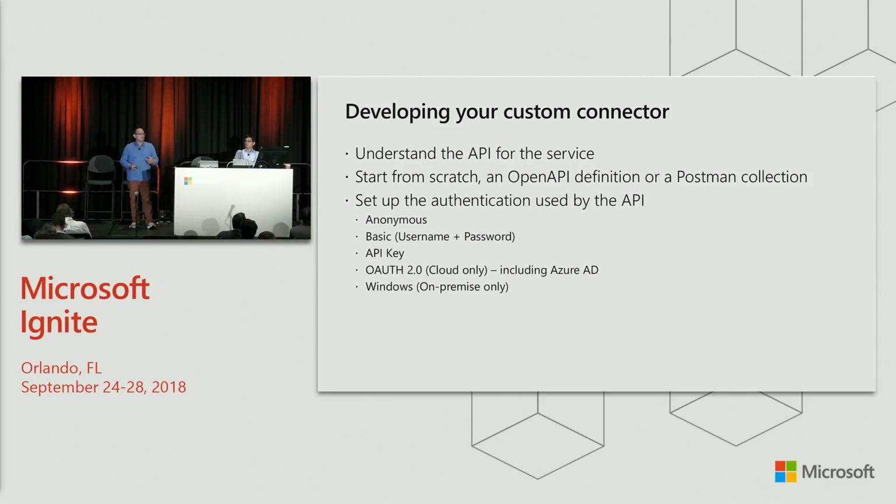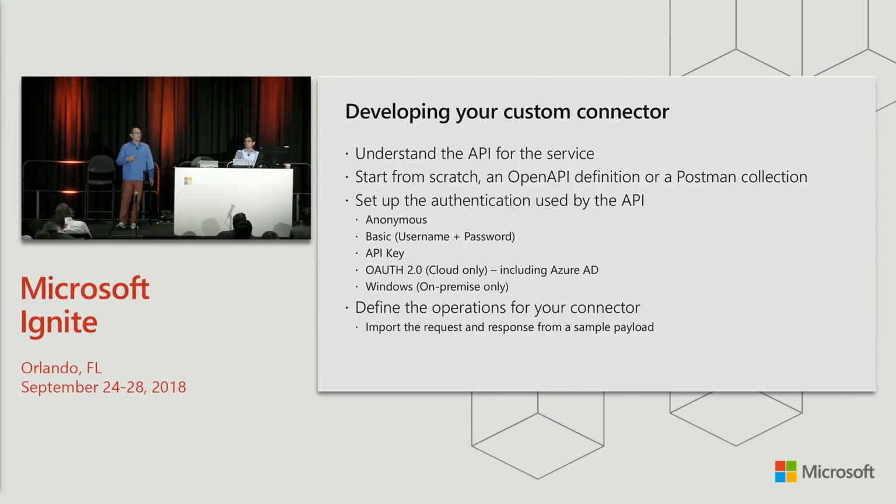And then you set up the authentication. We support different authentication schemes. Your API could be open, like Wikipedia, for instance. There are a lot of open APIs. It could take basic username and password, or an API key, as I showed you. We support OAuth 2, which is very popular, including Azure AD and a bunch of other identity providers. So if you implement the standard OAuth 2 protocol, we allow you to use that as well. And for on-premise services, you can use Windows authentication as well.